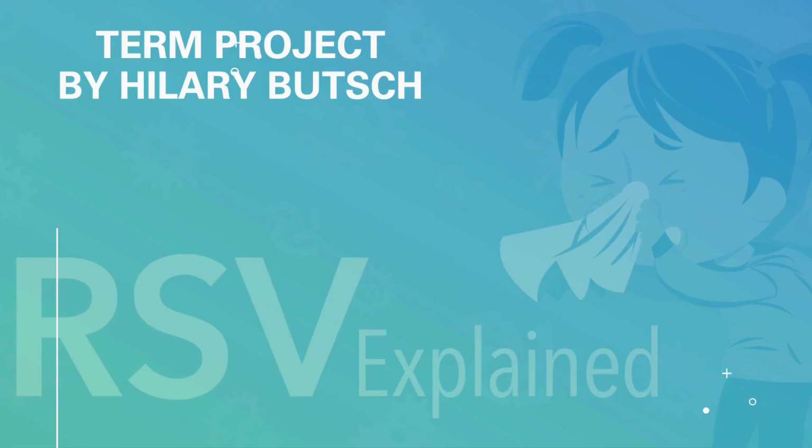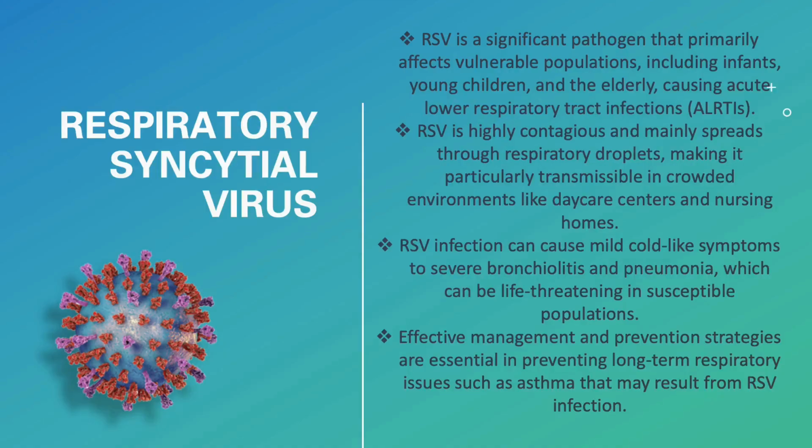My name's Hillary, and I did my term project on RSV. RSV is a significant pathogen that primarily affects vulnerable populations, including infants, young children, and the elderly, causing acute lower respiratory tract infections. RSV is highly contagious and mainly spreads through respiratory droplets, making it particularly transmittable in crowded environments like daycare centers and nursing homes.